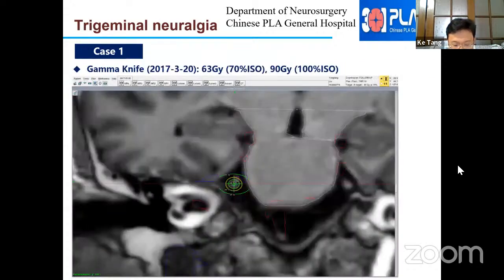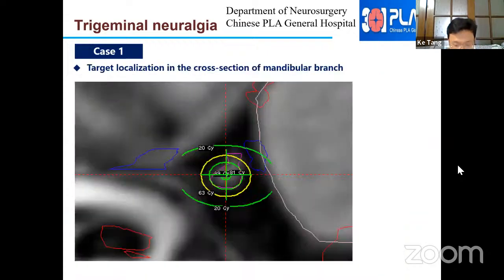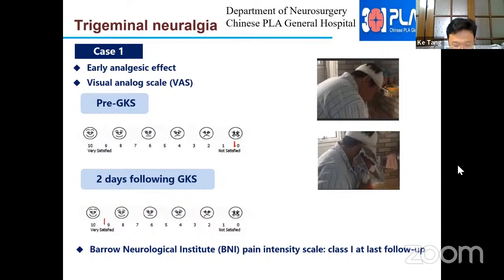We performed Gamma Knife surgery. 63 gray in 70% isodose line, 90 gray in 100% isodose line. Target localization in the cross-section of the mandibular branch. The early analgesic effect was shown in the visual analog scale at 2 days following Gamma Knife surgery.